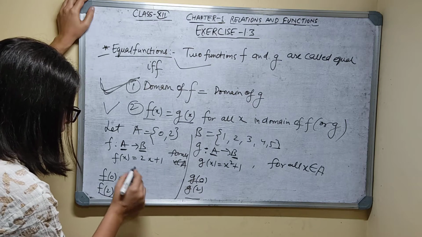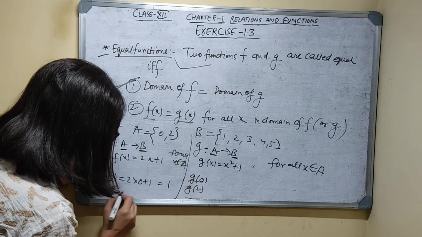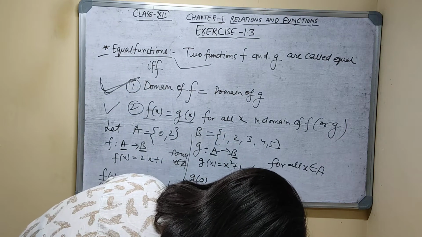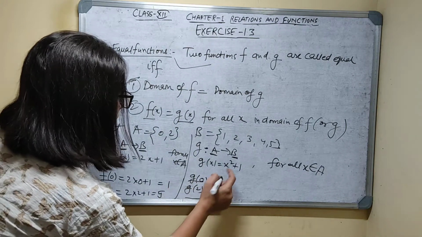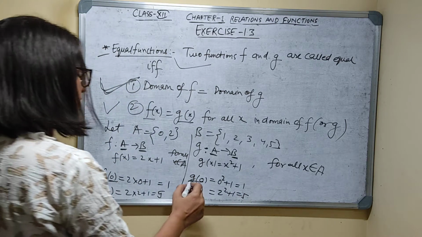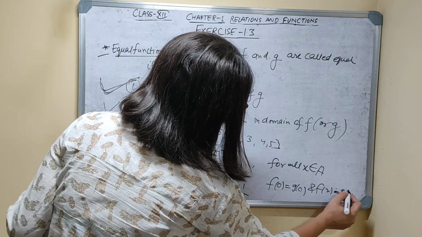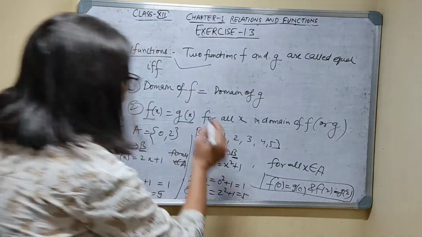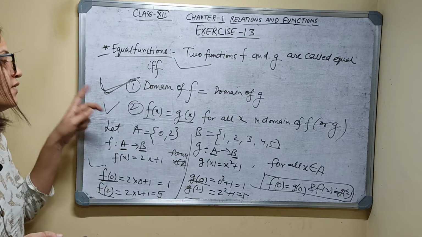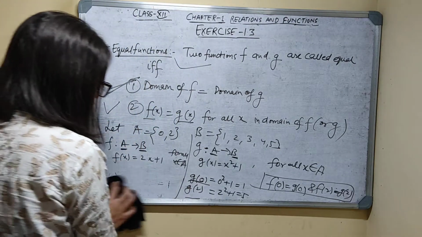f(0) will be 2 into 0 plus 1. 0 and 2 I have taken from this domain. 2 into 0 plus 1 is 1. 2 into 2 plus 1 is 5. So the values are 1 and 5. Here g(0) is 0 square plus 1, which means 1. g(2) is 2 square plus 1, that is 5. So you can see f(0) is equal to g(0), and f(2) is equal to g(2). It means f(x) is equal to g(x) for all x in the domain of f or g. So both conditions are satisfied. That's why we can say that both functions are equal functions. Is it clear?